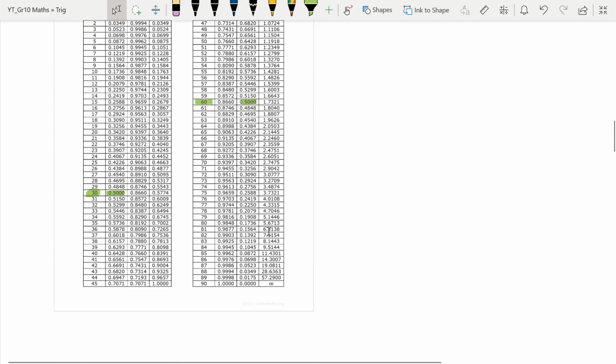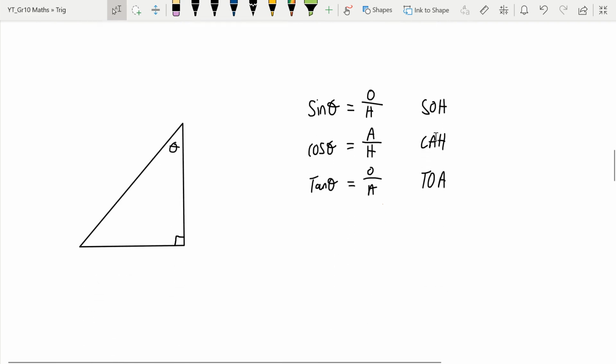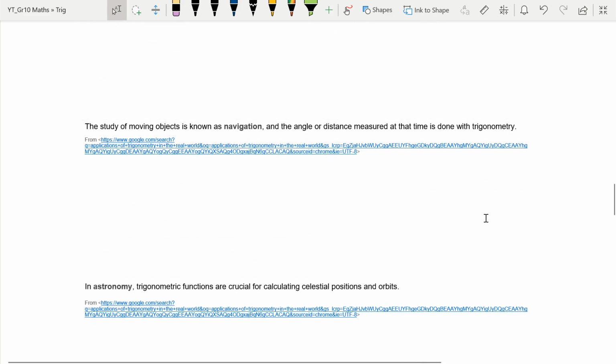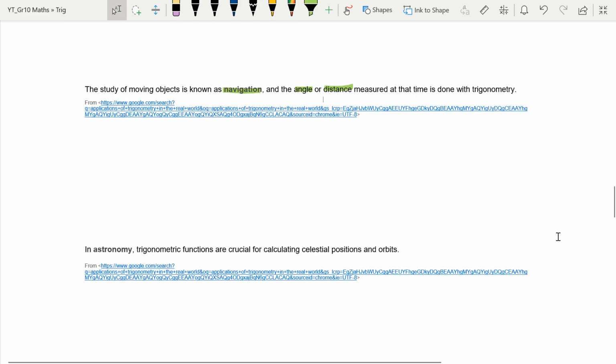All right, now lastly, let's just quickly summarize what you need to go learn: the sine ratio, opposite over hypotenuse, the cos ratio, the tan ratio, and there's just your SOHCAHTOA that I'm sure you've seen, just that little acronym to help you remember it. And now, where do we use trig? First one, I just put the link there from my Google search. Navigation: angles and distance in navigation, like just think about your GPS that you use all the time.